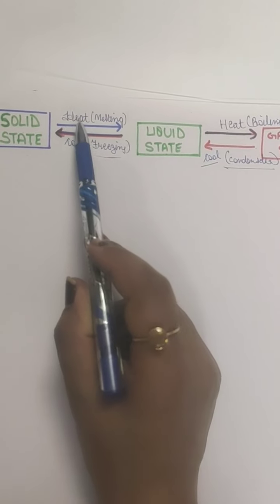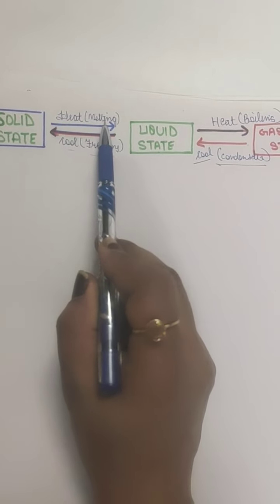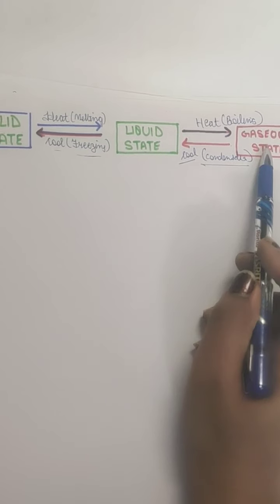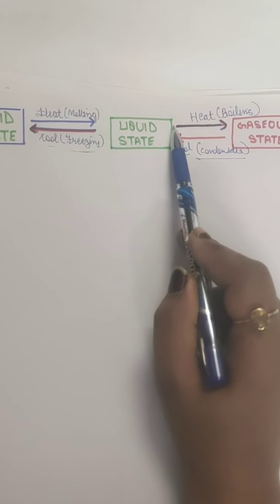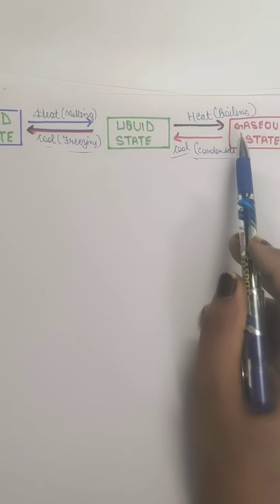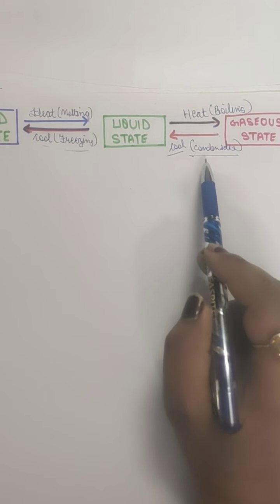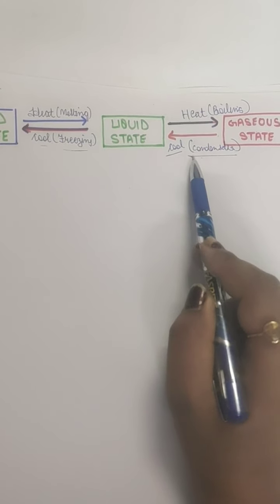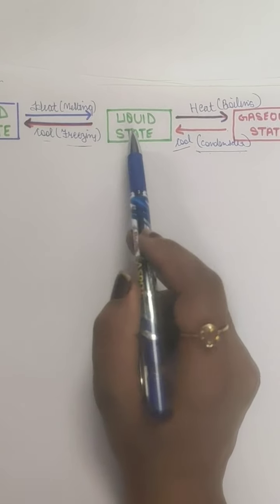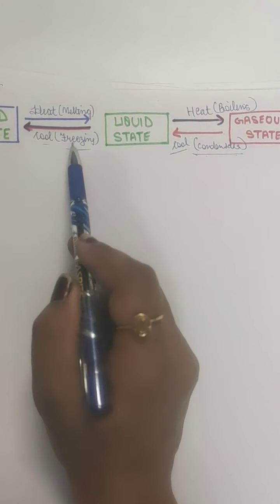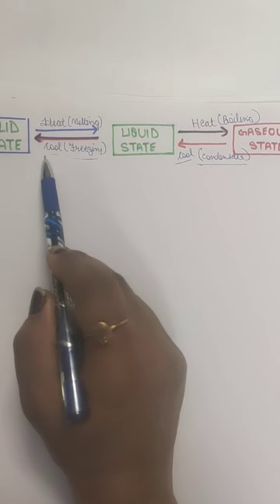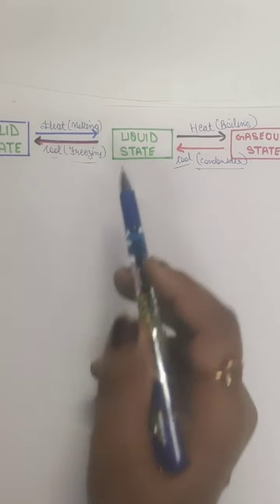So these are the interconvertible states of matter. Solid to liquid by increasing temperature is called melting. Liquid to gaseous is called boiling. Again the temperature will be increased. Then from gaseous state to liquid state, temperature is decreased, called condensation. And from liquid state to solid state is called freezing, which is due to cooling. So these are the interconversion states of matter.